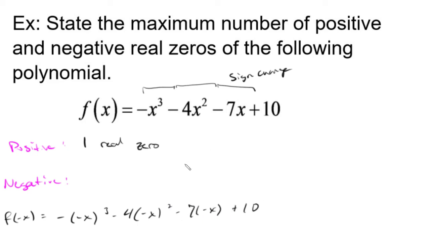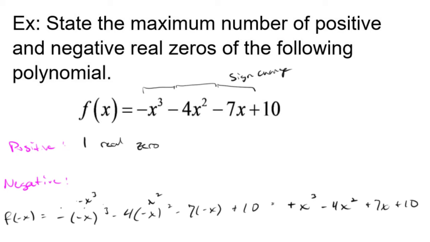And now you simplify this, and you're going to get... So this piece right here, just the negative x to the third, is negative x to the third. And the negative times the negative makes a positive x to the third. Then this will become a positive x squared, and the negative 4 will still be negative. Then this will become a positive 7x, and this is a positive 10.